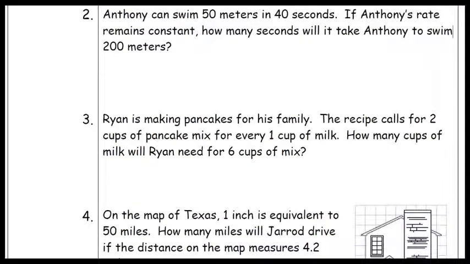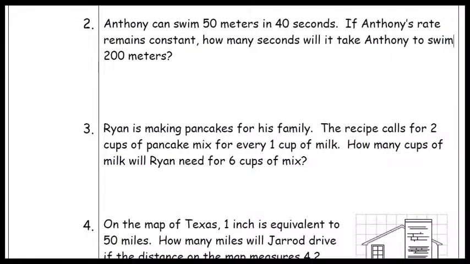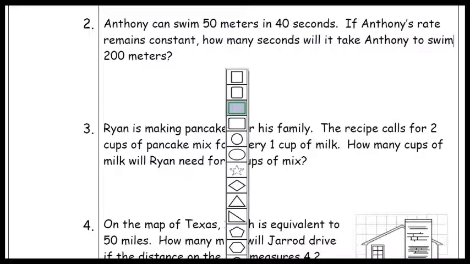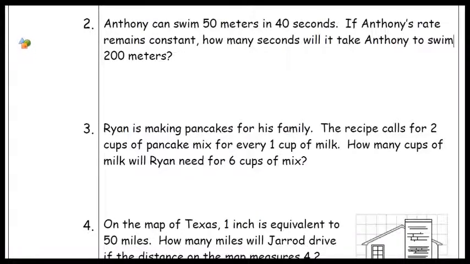Alright, Anthony can swim 50 meters in 40 seconds. If Anthony's rate remains constant, how many seconds will it take Anthony to swim 200 meters? Okay, so let's first draw a proportion box, and this time see if I can use one of my shapes here. I'm going to use a black proportion box.